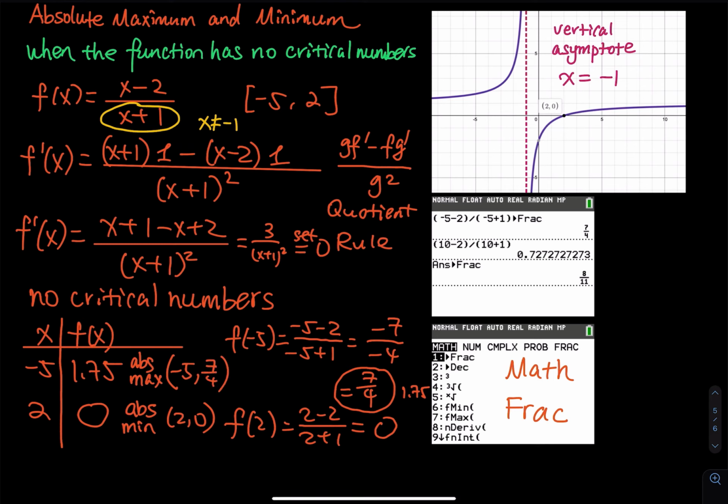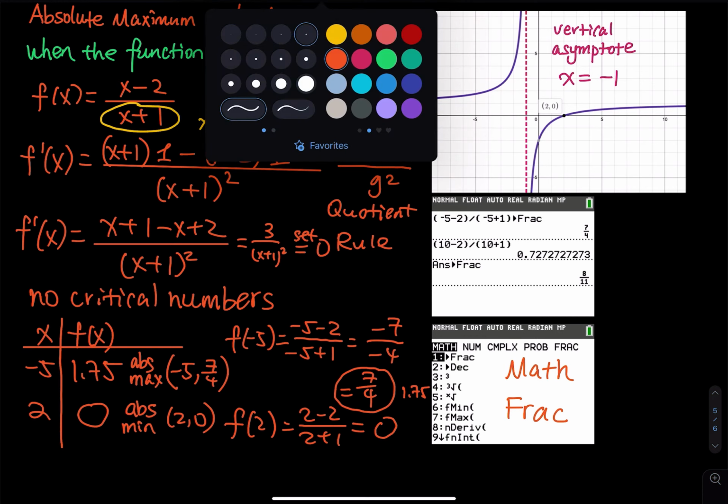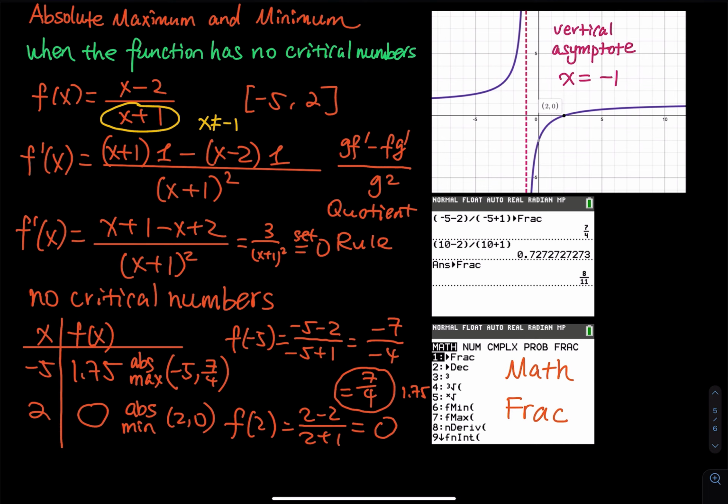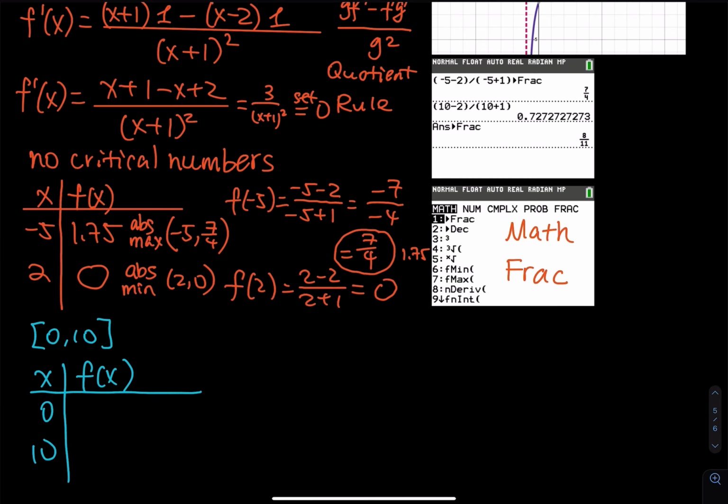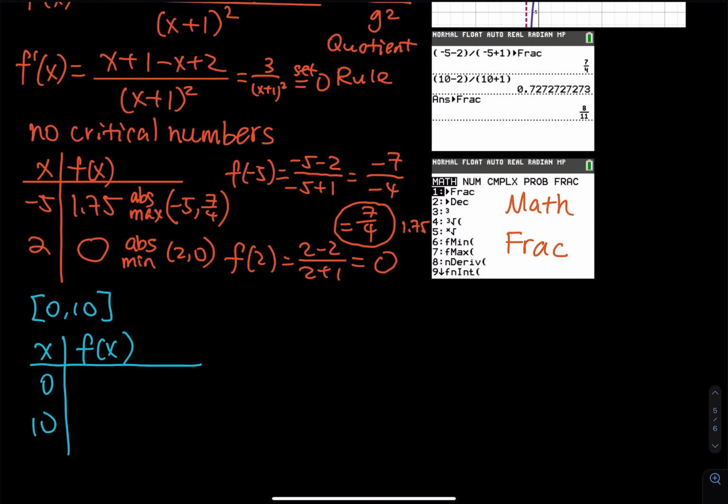Okay, let me give you another closed interval. Let's change the closed interval to something else. How about 0 to 10? How about 0 to 10? So no critical numbers, then we will be testing 0 and 10. So x, 0 and 10, and then f of x. When x equals 0, what do we have? f of 0 is 0 minus 2 over 0 plus 1, which equals negative 2.